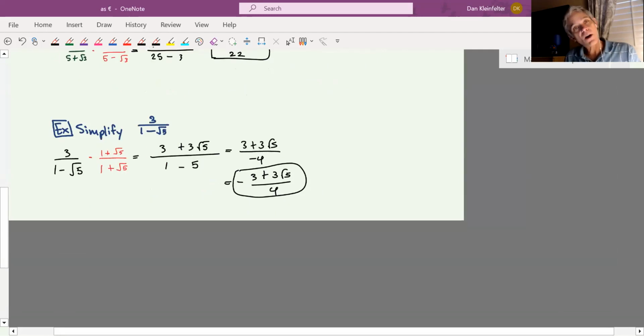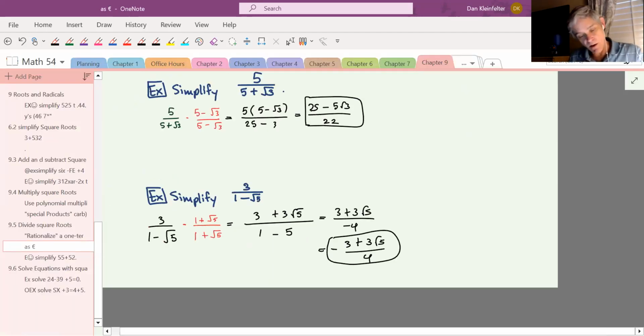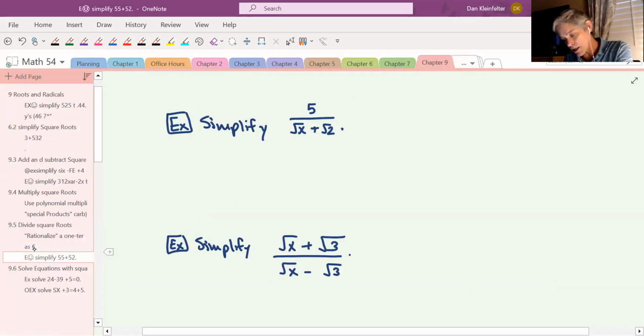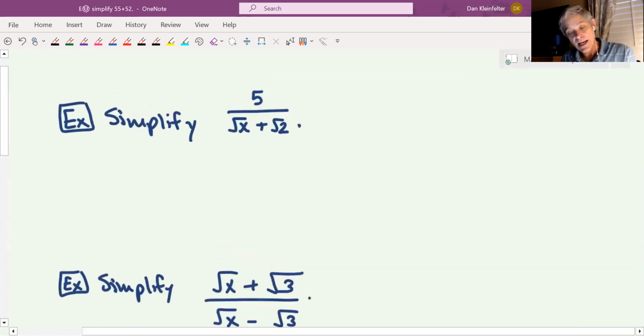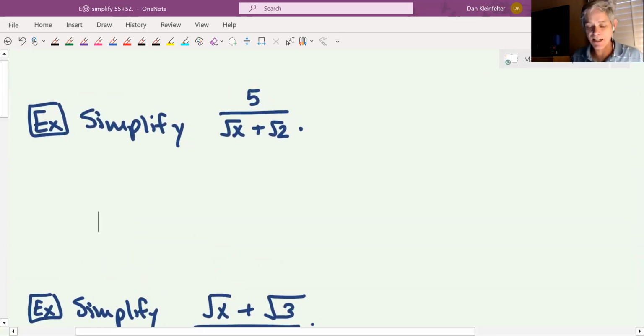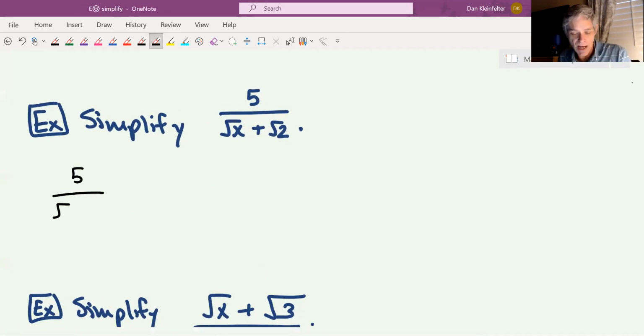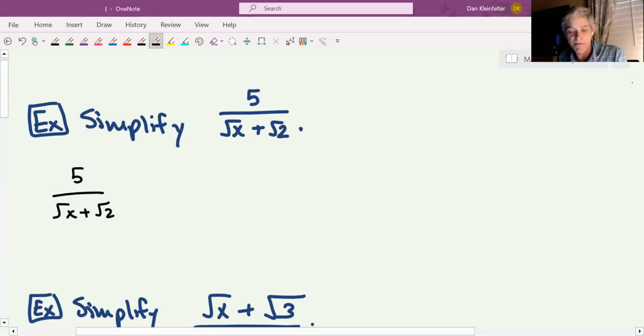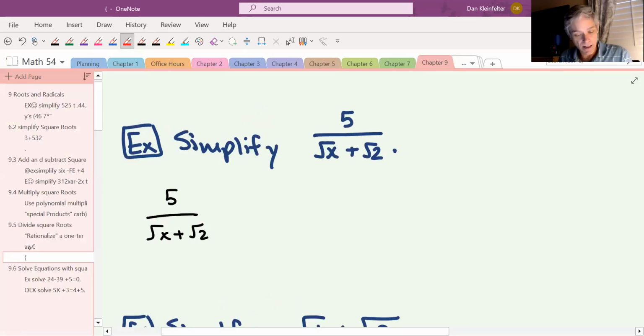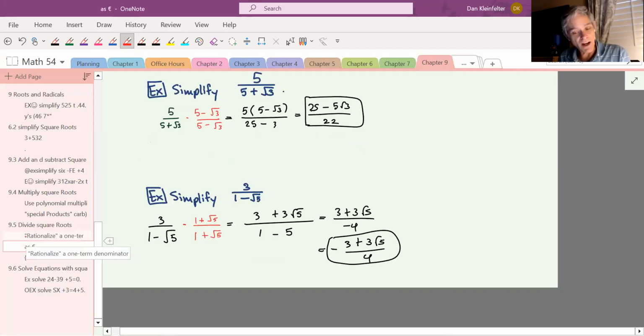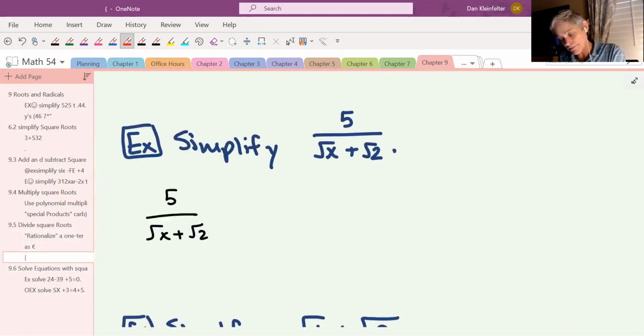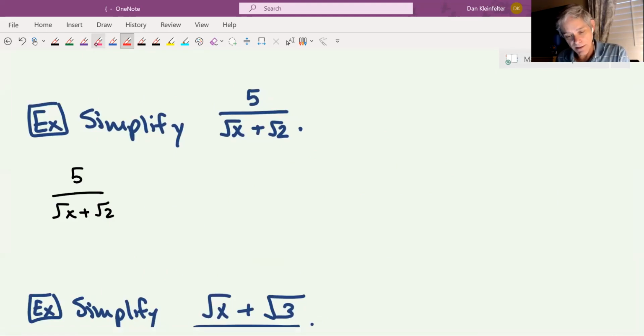Okay, all right. We have just 2 more examples to do, and then we're all done with it. So let's see how that's going to look. These have some variables in it. That's not going to change how we do things, though. Here we've got 5 over root x plus root 2. What is different, aside from the variable, is the fact that there's 2 square roots in the denominator now. Before, we just had a root 5 and a root 3. Now we have actually 2 square roots, but it's going to be all right.